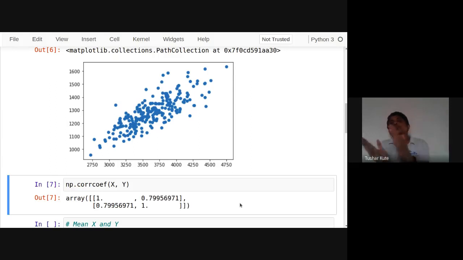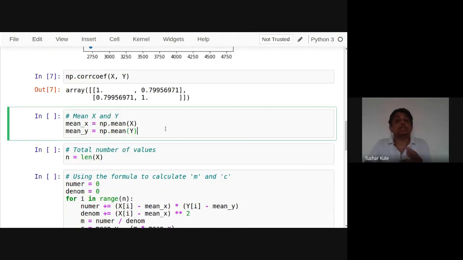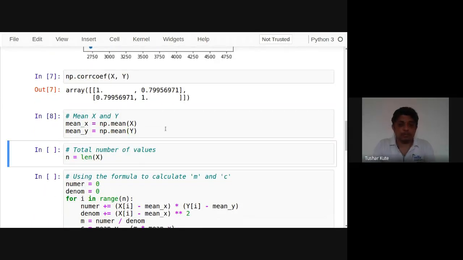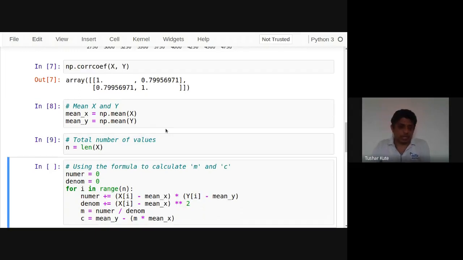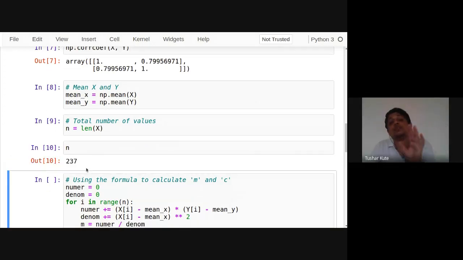If the data is getting closer, I just want to draw a line of best fit with the least square regression method. The technique which I have shown, we'll apply now. Let's see this one. I calculated the mean of x and mean of y, and then I got the total number of elements, the length of x. You can print this value of n, and it shows 237 rows. So 237 elements are present in it.